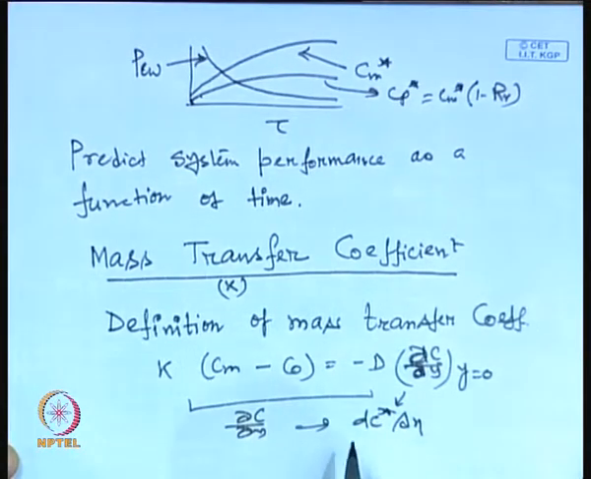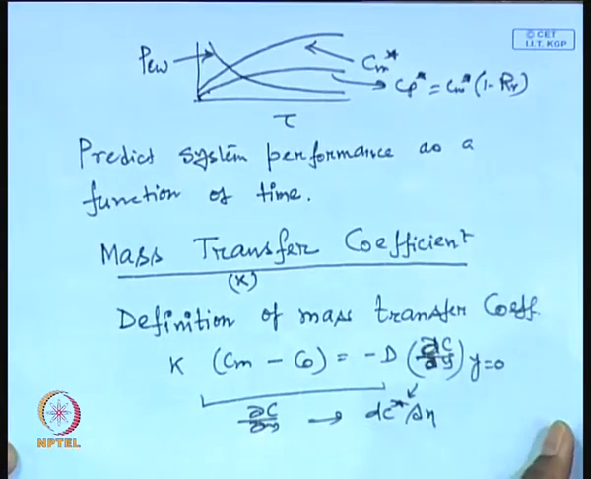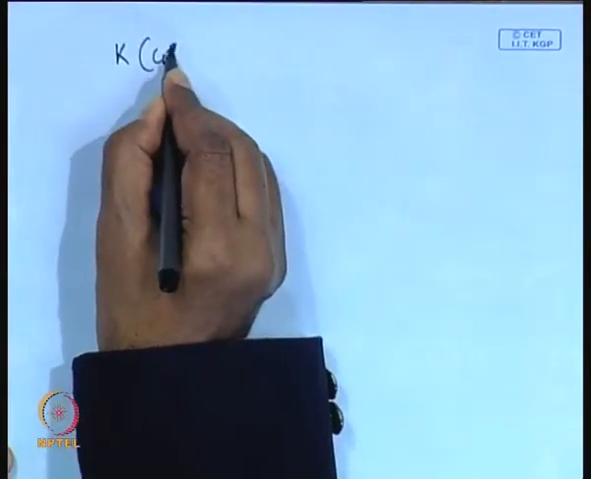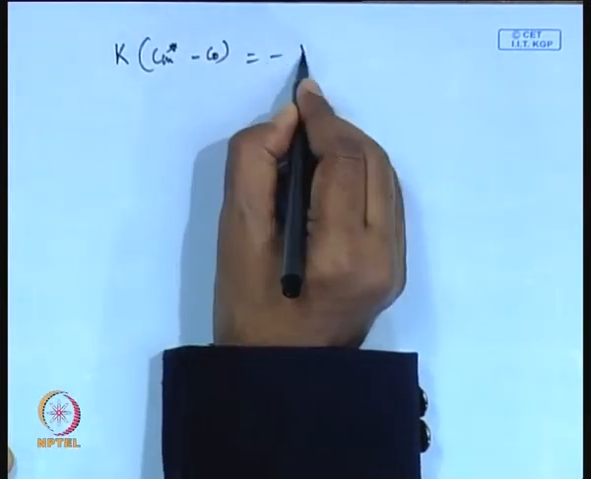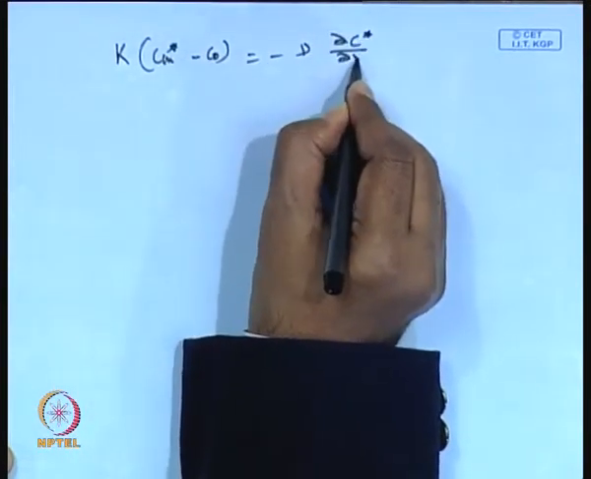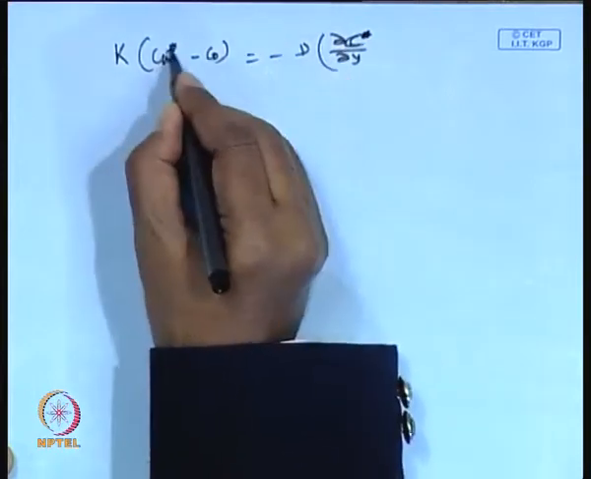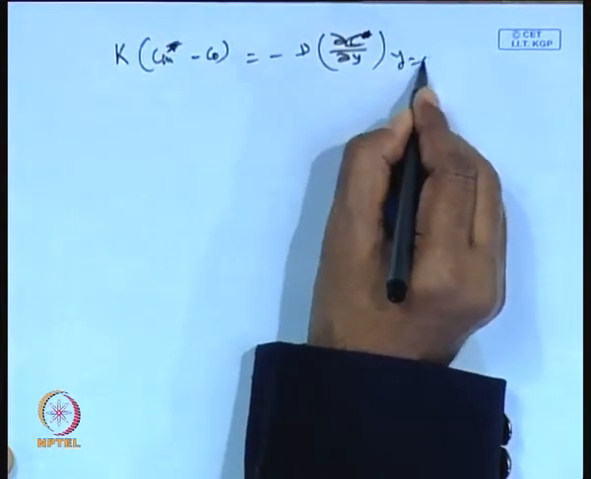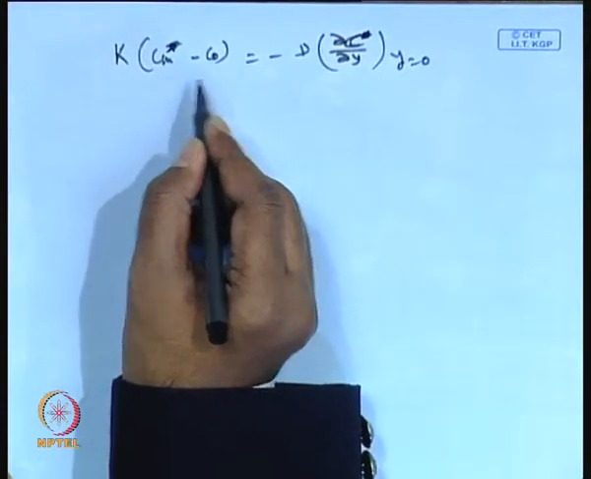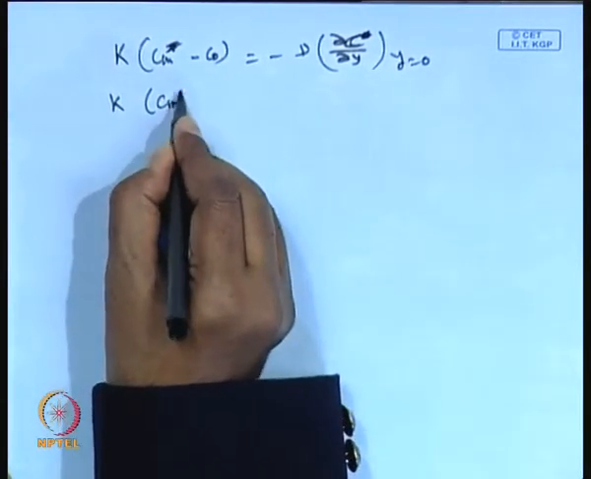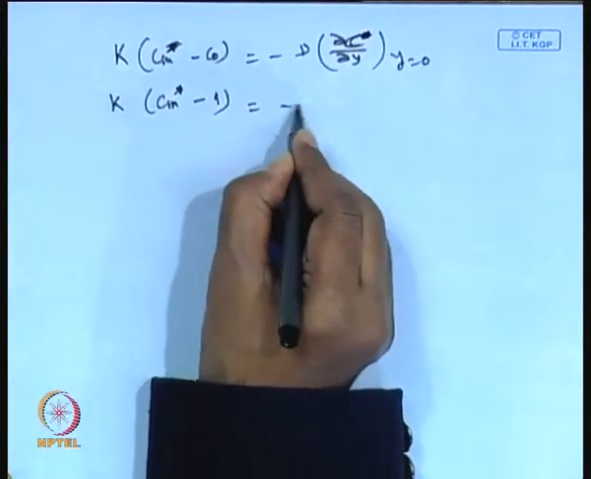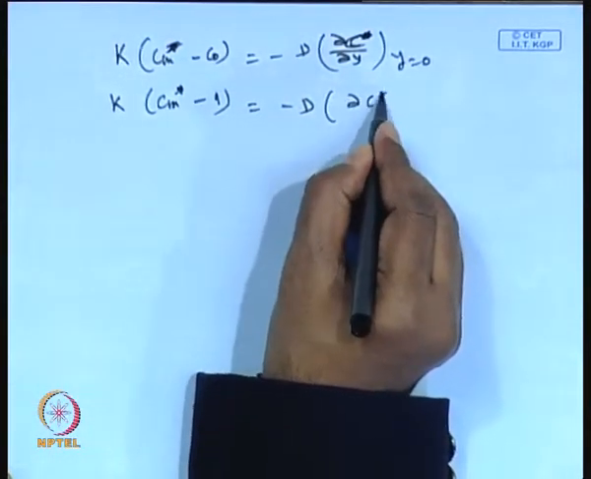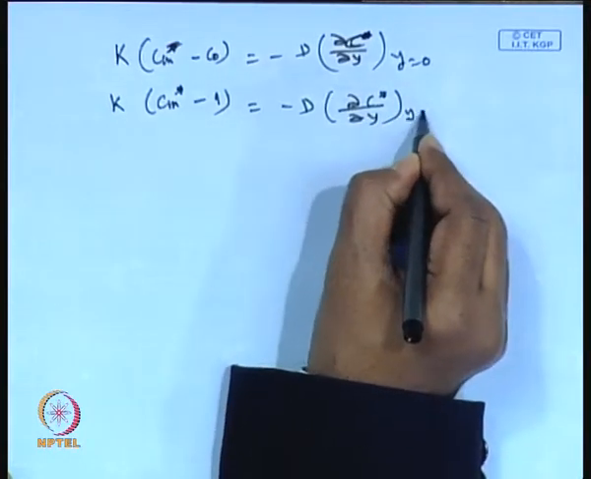So, first we make the equation non-dimensional, then we put the value of the derivative in terms of eta. So, K Cm star minus C naught is equal to minus d del c star del y, del c del y, okay, there is no star here, at y is equal to 0. Now, you divide both sides by C naught. So, this becomes Cm star minus 1 is equal to minus d del c by C naught, so it becomes del c star del y at y is equal to 0.